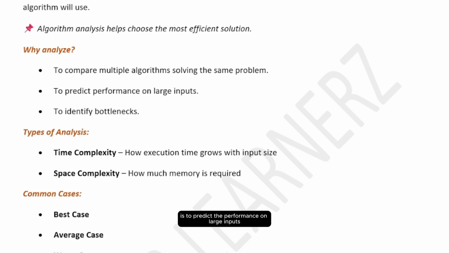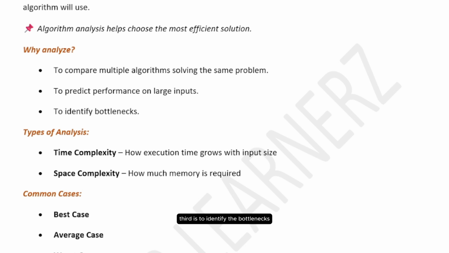And second is to predict the performance on large inputs. An algorithm may work fine for small input sizes, but become very slow when the input size increases. For example, searching 10 names is easy, but searching 1 million names requires a better algorithm.